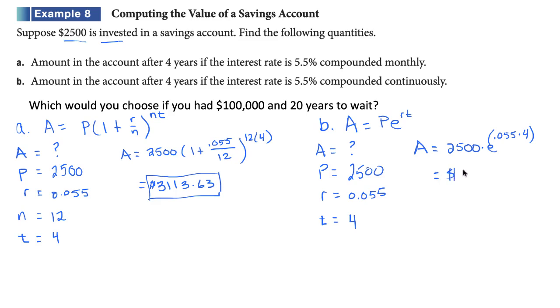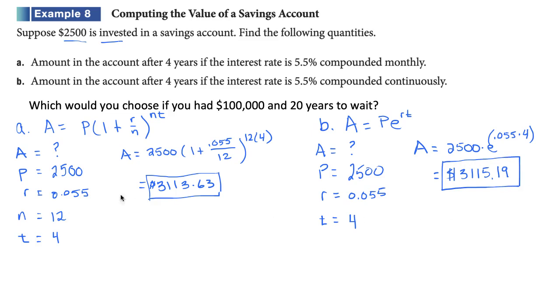Okay, so you should get $3,115.19. When we're talking about money, you always want to go to the hundredths place, because that's pennies. We don't go past pennies in our money system, so you're going to stop at the hundredths place.